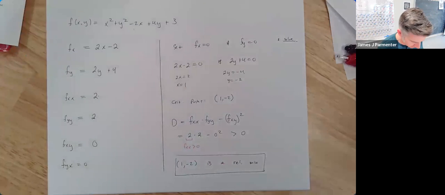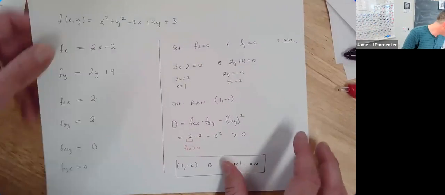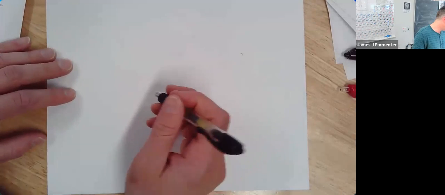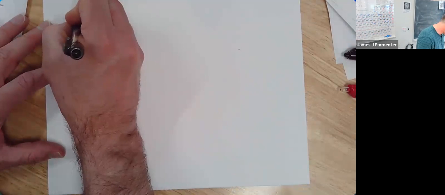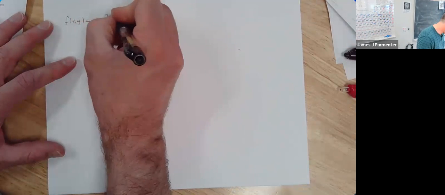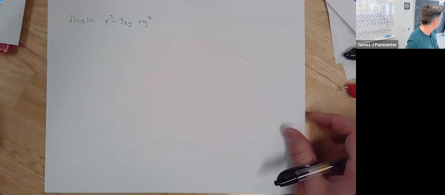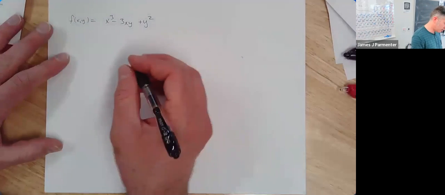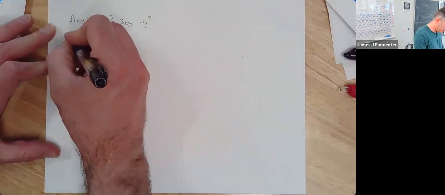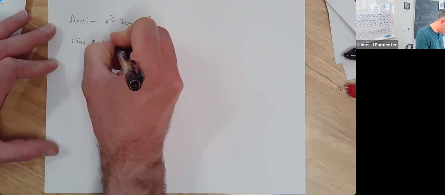Okay, we have time for one more. So let's look at one more example where things are a little bit weirder. Let's say we have f of x, y equals x cubed minus 3xy plus y squared. And again, usually if someone writes this kind of question, what they'll say is find and classify all critical points.